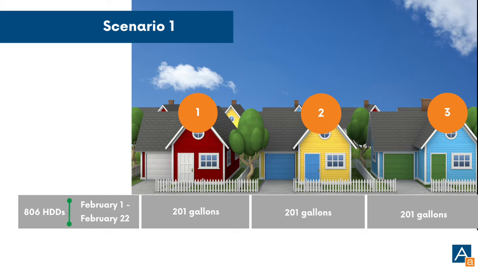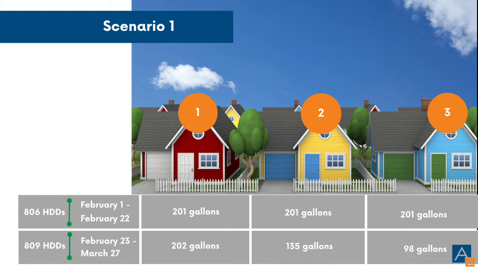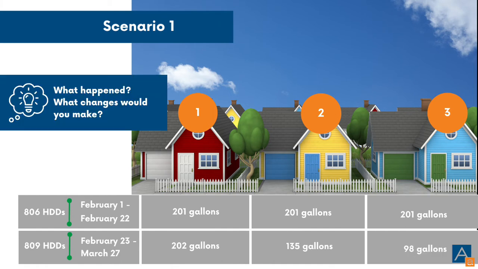Then, on March 27th, each of the three homes received another delivery, after there had been another 809 heating degree days. Their delivery sizes for March 27th deliveries were: Home 1 got 202 gallons, Home 2, 135 gallons, and Home 3, 98 gallons. Why? What happened? What changes would you make to that scenario?